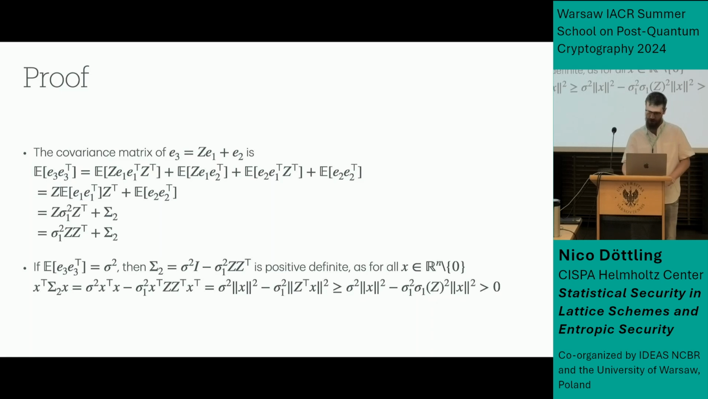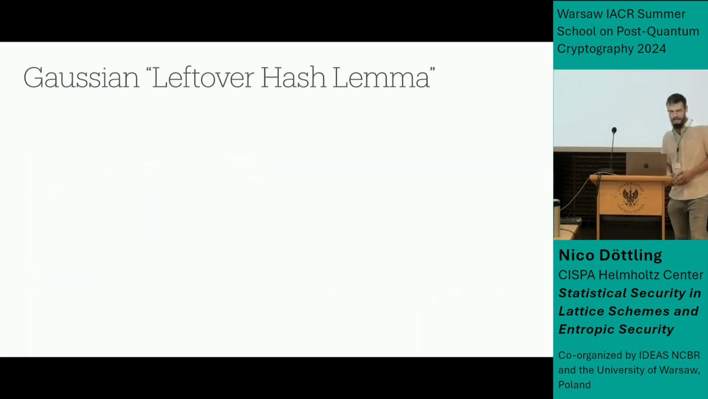Okay, I'm not going to go much deeper into this proof, but what this Gaussian decomposition allows me to do is to come up with a sort of a Gaussian version of the leftover hash lemma, right? Recall that in the leftover hash lemma we had a matrix A which was uniformly random over Z_q. Now I want to do kind of the same thing over an infinite domain.